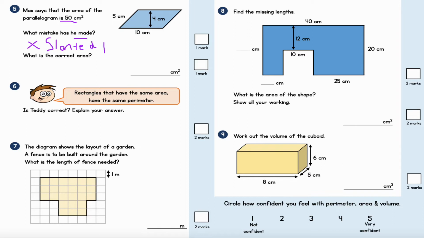So it should be 10 times 4. It's the area of the base times the perpendicular height. This is what I call a slanted height. If you imagine that someone's like sliding down here, that's not the full height, is it? The full height is from here to here, isn't it?